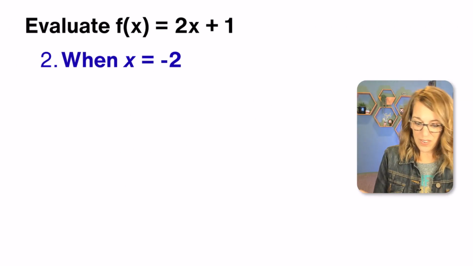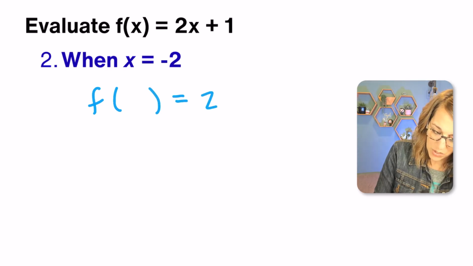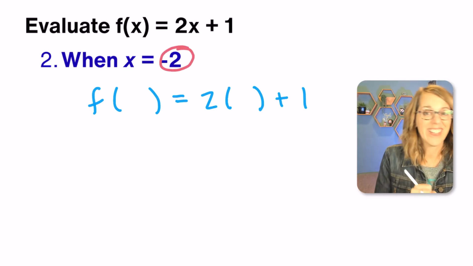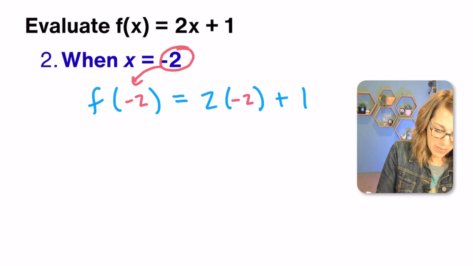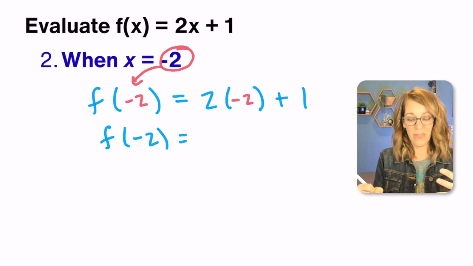Same function, different value. So we want to evaluate f of x. So f of x is equal to 2 times whatever we give it plus a 1. This time I'm going to put my x in red. So this is going to be a -2 here and a -2 here. Okay, but remember there's nothing to do on the left-hand side. That just tells us what we're computing or putting into our function.